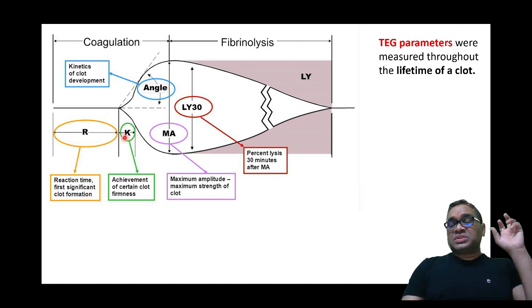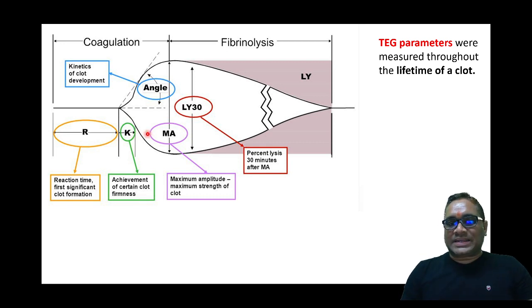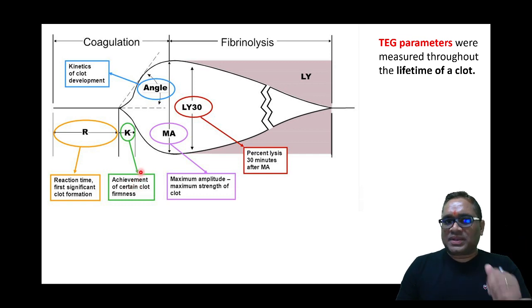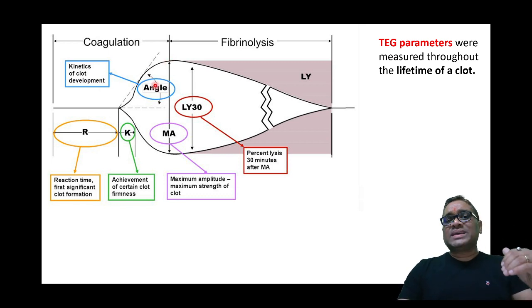After that you are going to see K time. K time is the measurement of clot formation, meaning when fibrinogen is getting converted into fibrin. That is the timing, K time. After that you can see fibrin accumulation, and the speed of fibrin accumulation we measure by angle. Here clot firmness has started, meaning the clot strength has started increasing, when there is more accumulation of fibrin. So when fibrin accumulation is going on, that is called the alpha angle.